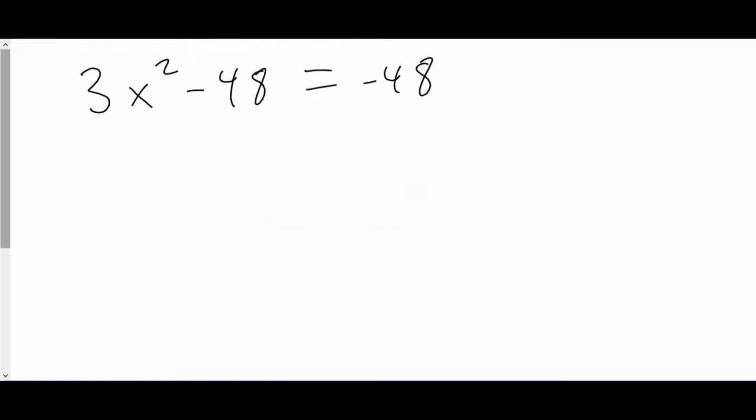Next one. So this time I do have a bunch of stuff going on. I do need to isolate my x squared term. So I need to get that by itself. So follow your regular order of operations. If I'm trying to get the x term by itself, first I want to get rid of any extra pieces. So that minus 48 is going to go away. I want to add 48 on both sides. So that cancels out. And negative 48 plus 48 does also cancel out, but I don't want to just leave this side blank, so I would put a 0.